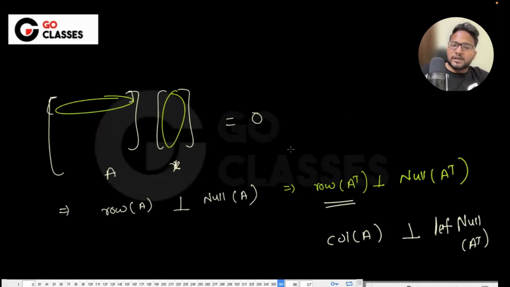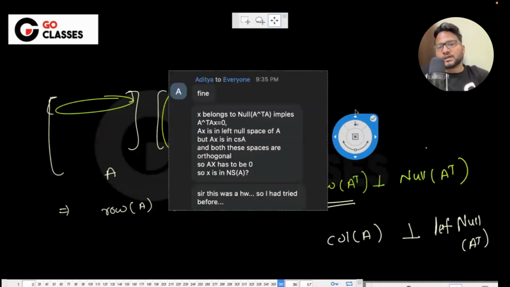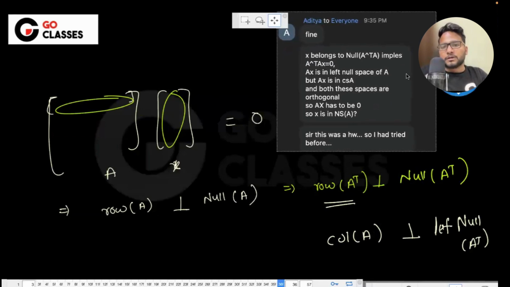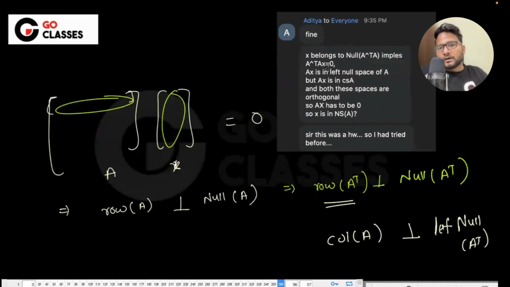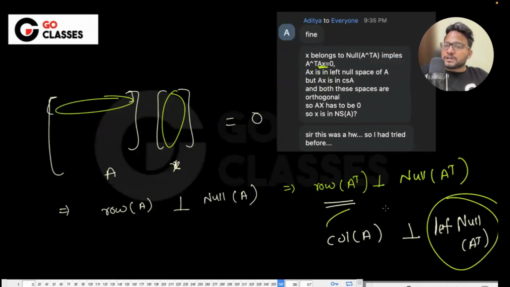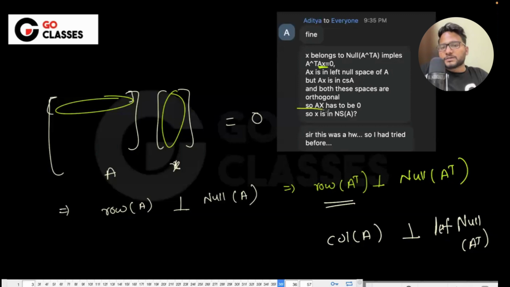So Aditya is saying that since we have just proven that AX is in the left null space, and AX is anyway, by definition, in the column space of A, right? If something is in the left null space and also in the column space, then it is not possible unless it has to be the zero vector. So AX must be the zero vector.